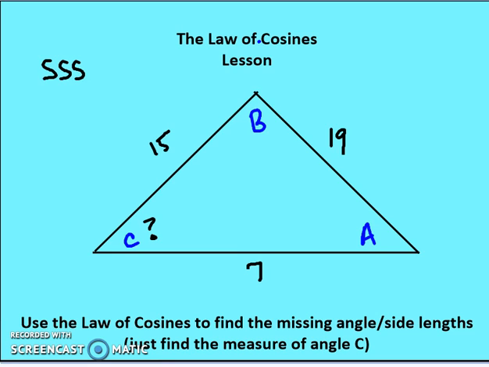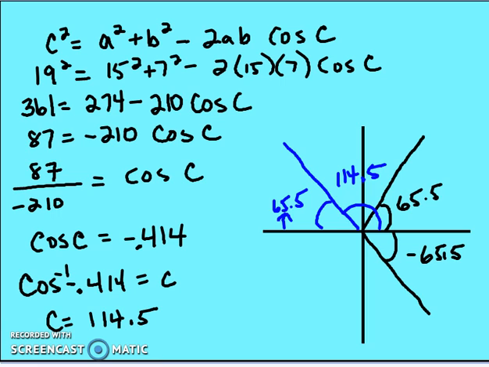All right, so now we're going to go back through the sets of triangles, side, side, side. Now you're going to use the law of cosines to find the missing angle or side lengths, but in this case, let's just find the measure of angle C. So I'm going to pause here while you figure that out. All right, so here is the work that goes into it.